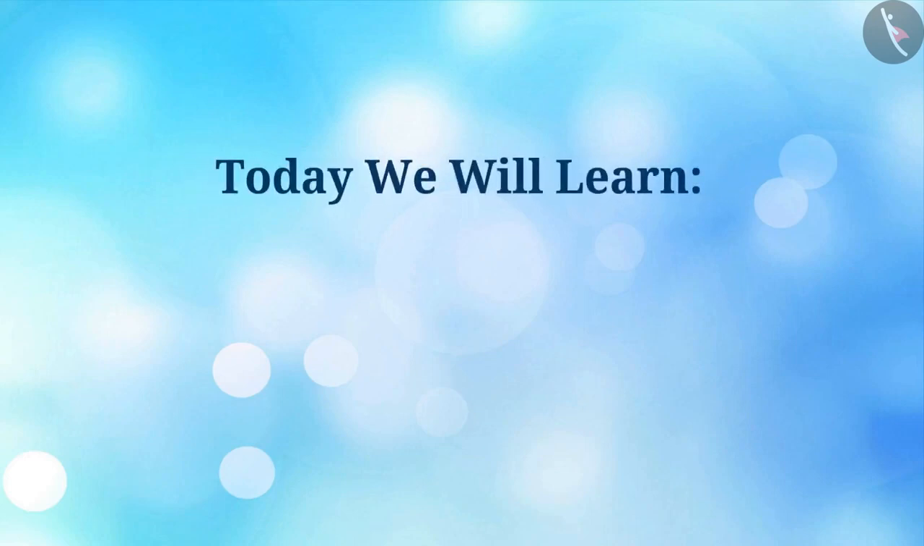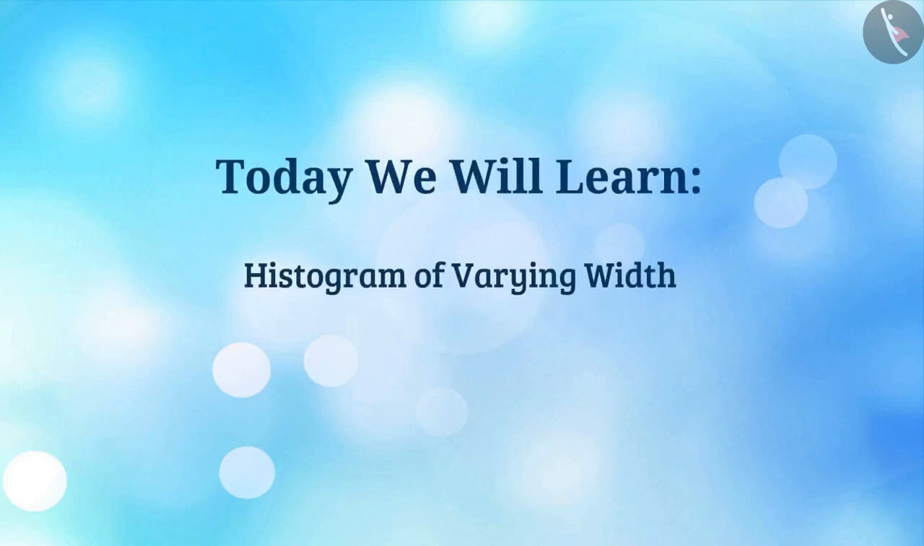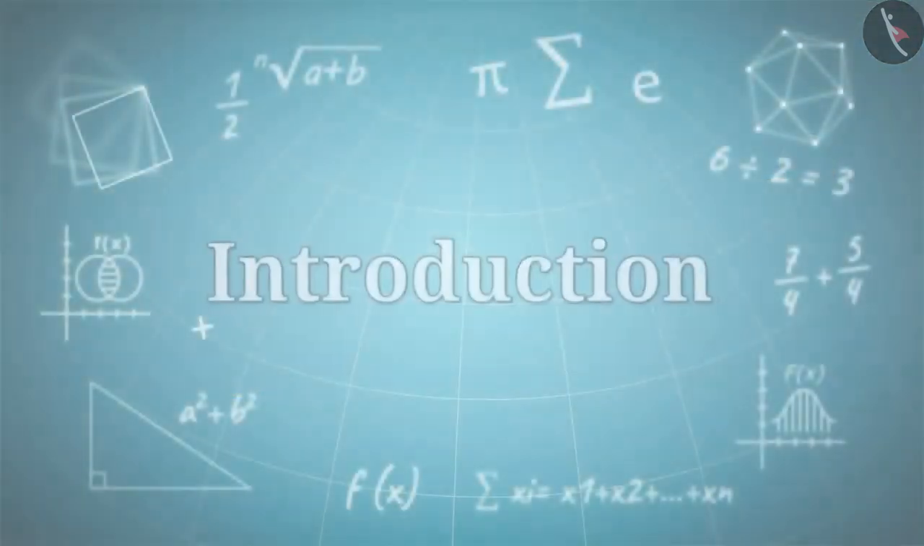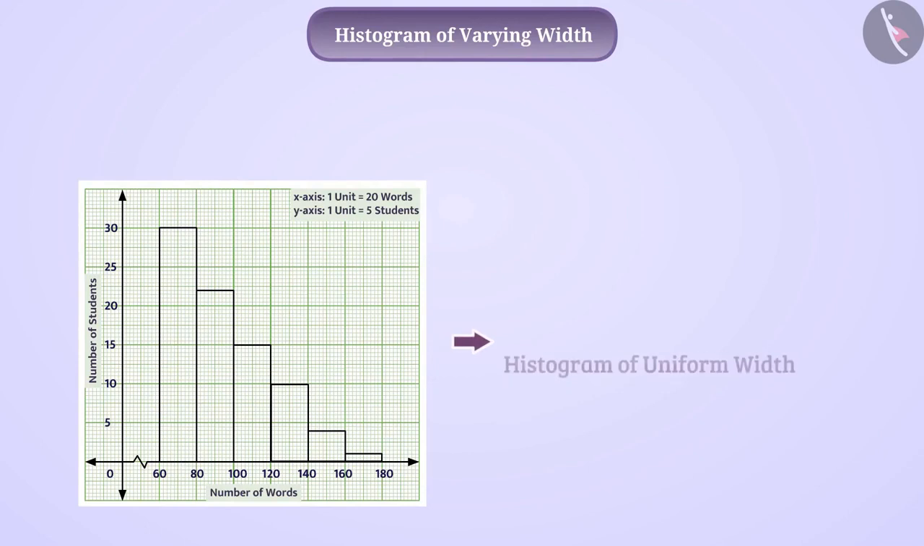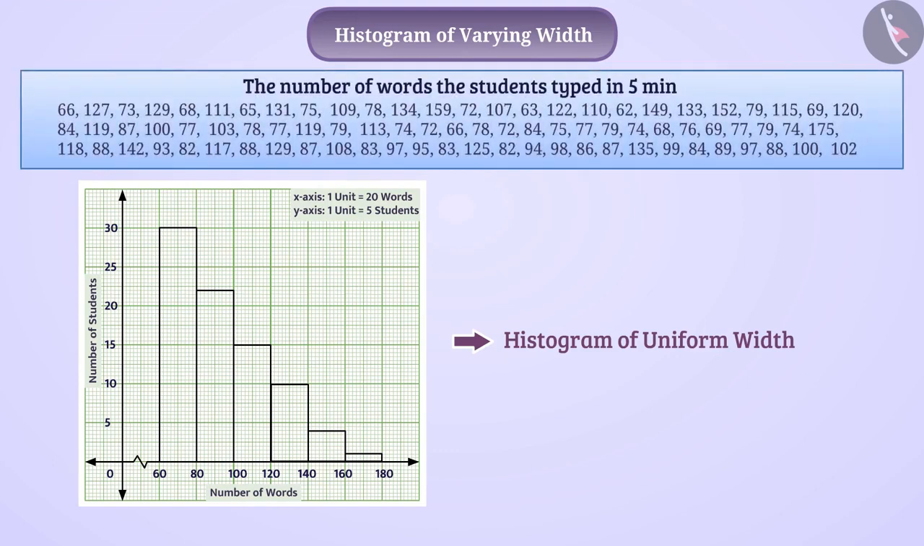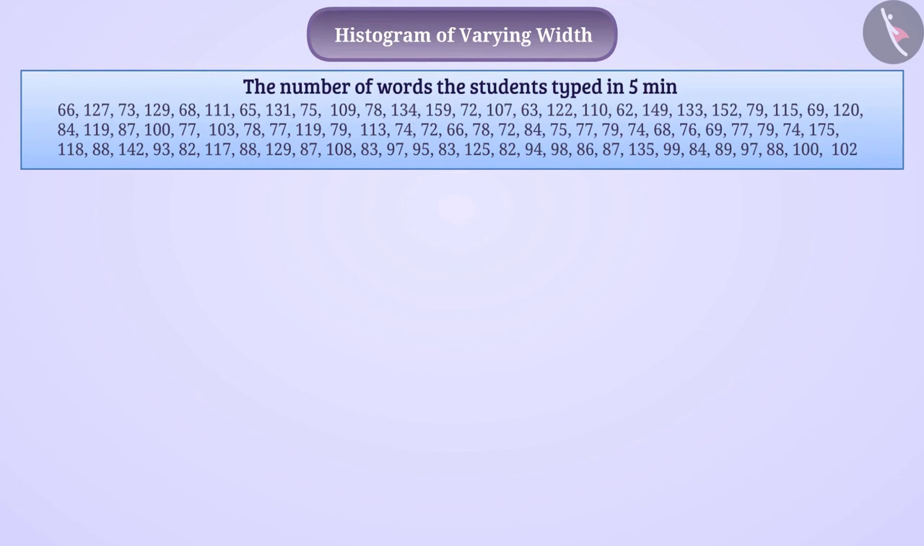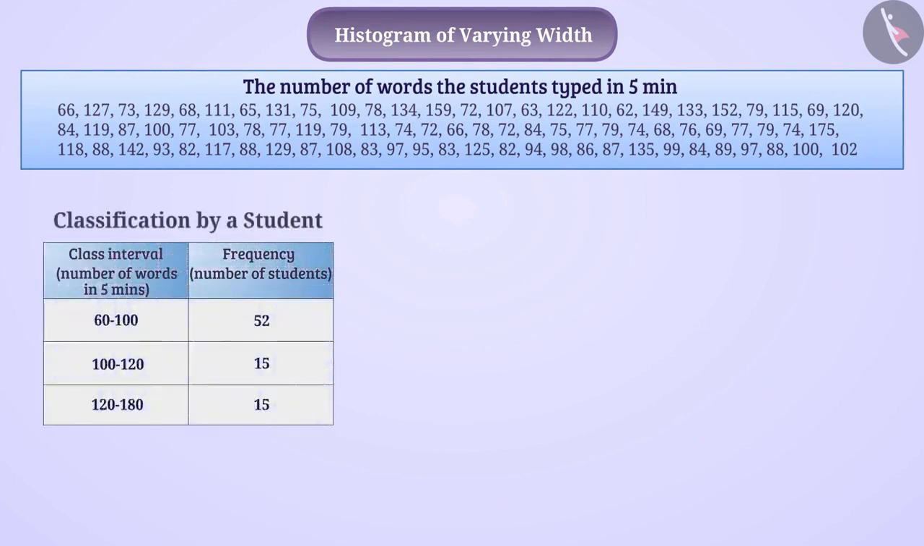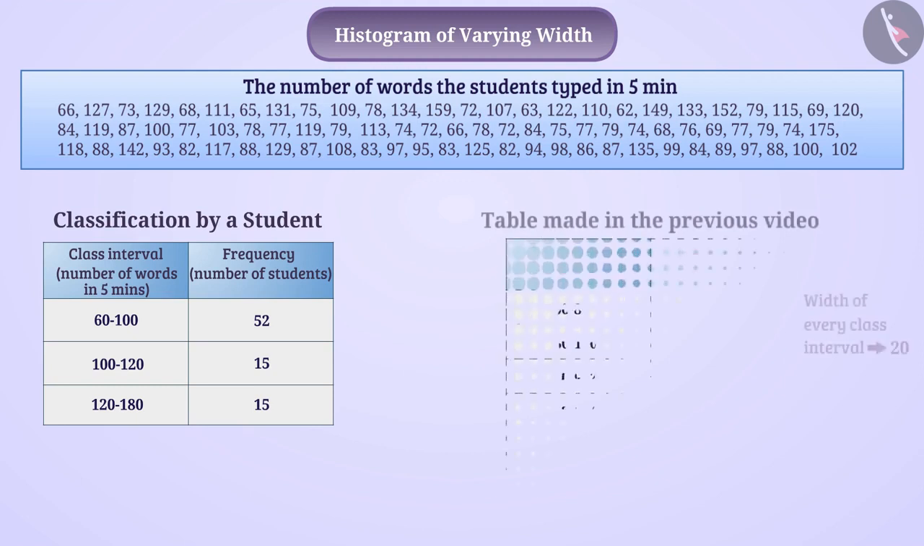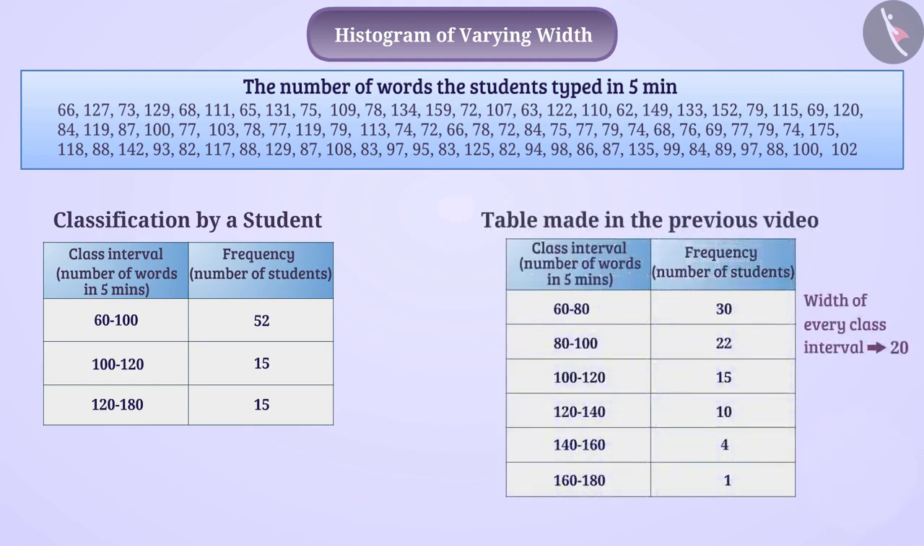Today we will learn about histogram of varying width. In the previous video, we learned about the histogram of uniform width, in which we represent the number of words the students typed in 5 minutes as histogram of same width. Suppose a student classified these data in this way. Is the table the same as the one made in the previous video?